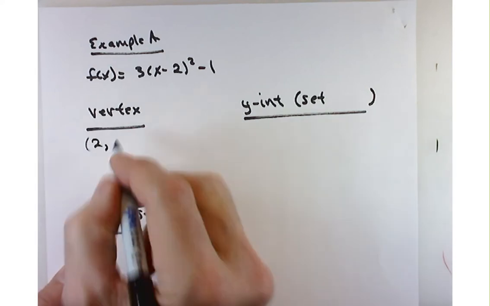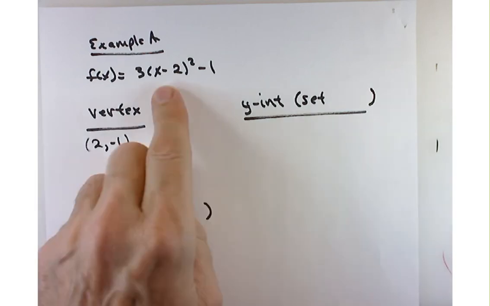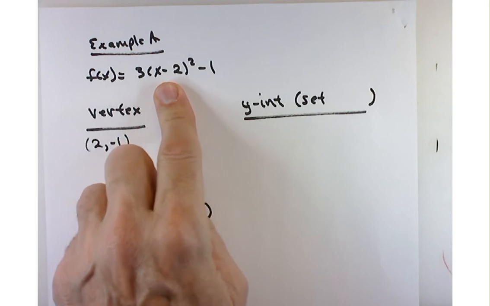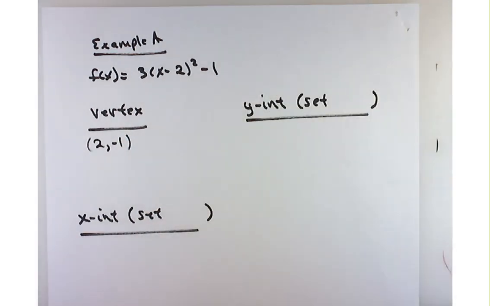-1. So you can pretty much read off what the vertex of the parabola is when it's in this form. So that's a nice form to have it in, and we're actually going to take the time to put something into that form.